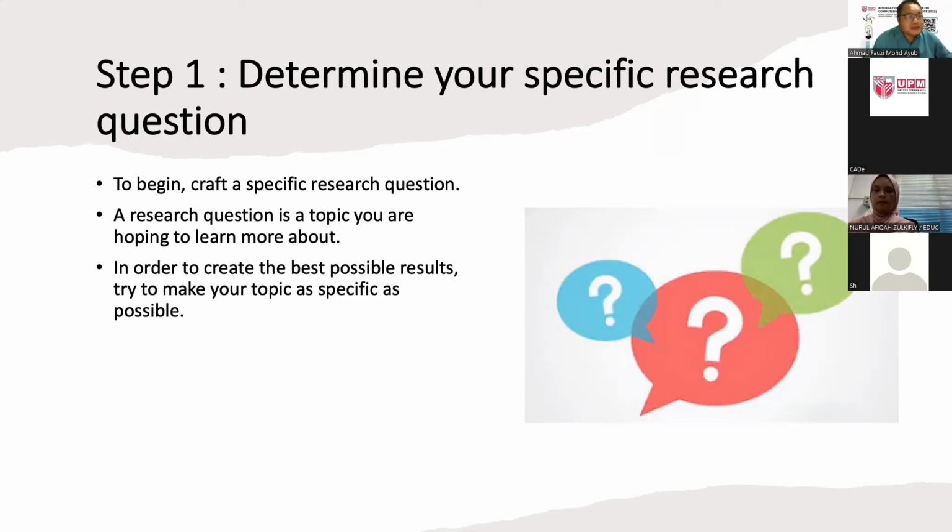In order to create the best possible results, try to make your topic as specific as possible. For students, if you want to do research, make sure that, like I mentioned earlier, as the examiner, we look at your thesis title and we already know what type of research design should be implemented. If we have words like effectiveness, impact and so on, this might be an experimental study. It is very clear-cut whether this is qualitative or quantitative. Qualitative has its way of writing the title, and quantitative also has its way of writing the title, and so on.